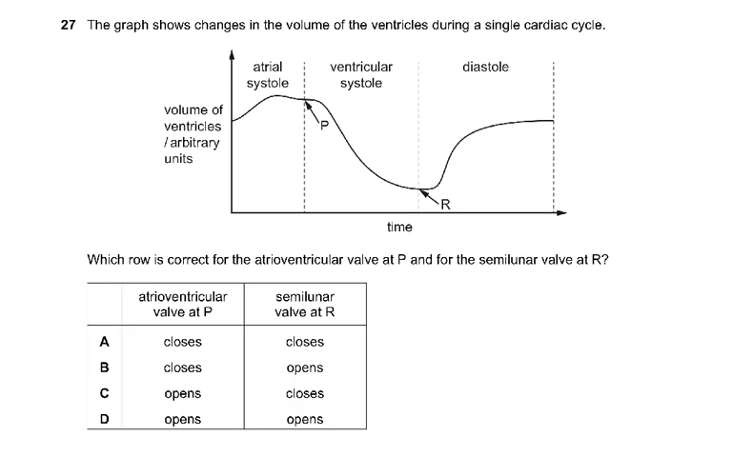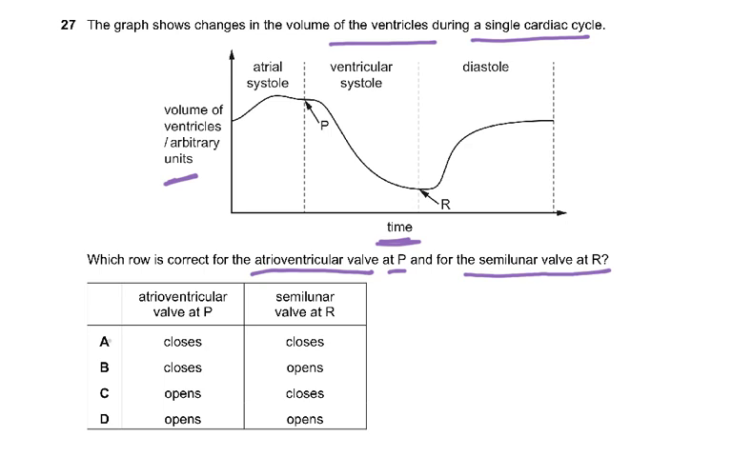Then coming to question number 27, the graph shows the changes in the volume of the ventricles during a single cardiac cycle. So, volume of the ventricles in arbitrary units, this is the y-axis and this is the time. Which row is correct for the atrioventricular valve at P and for the semilunar valve at R?